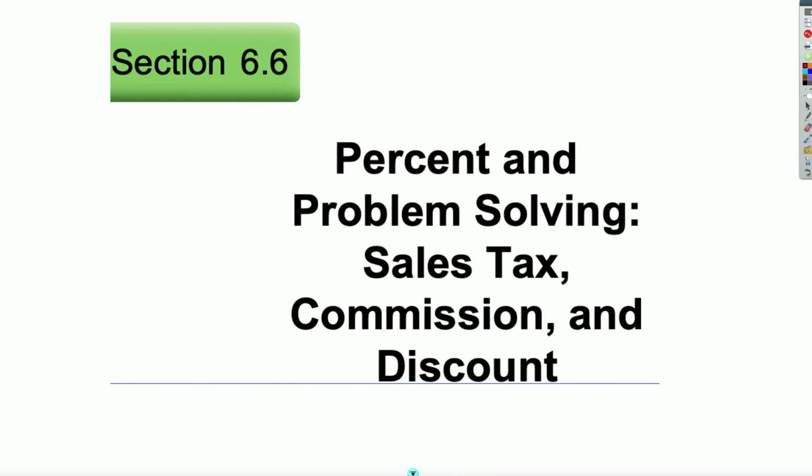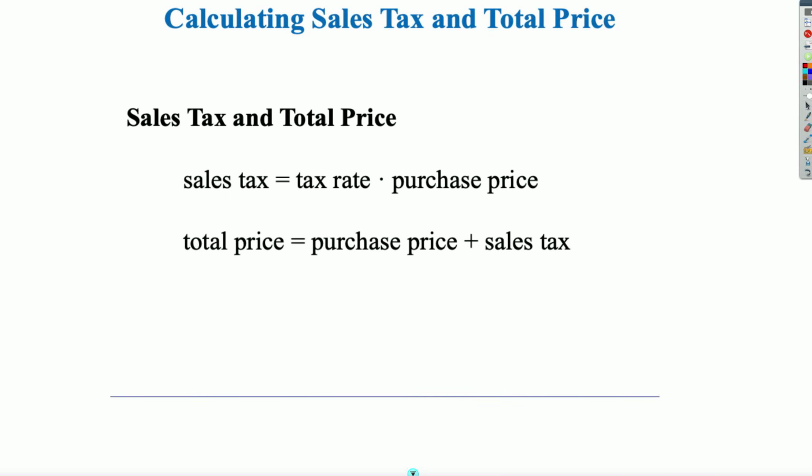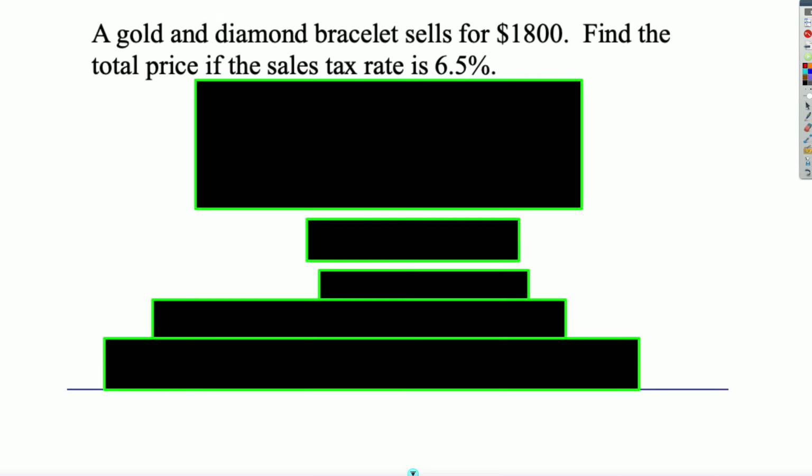So lastly, and it all goes together, we're going to look at problem solving with percents, this time using sales tax, commission, and discounts. So we're thinking about when things are on sale or when you're paying tax. Sales tax is your tax rate times the purchase price, and we probably use this in real life a lot. And then total price is the purchase price plus your sales tax. You might screenshot that if you need.